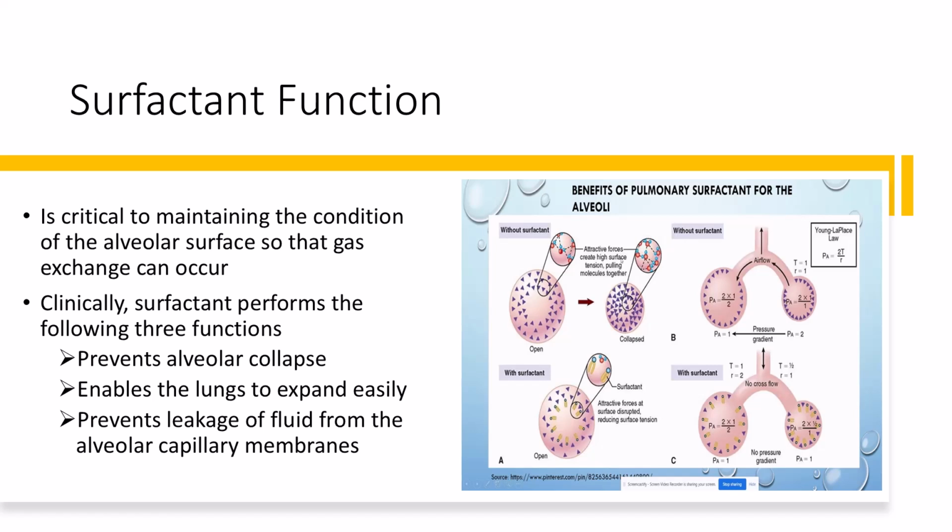In summary, surfactant is vital for reducing surface tension in the alveoli, preventing collapse, facilitating lung expansion, and ensuring efficient gas exchange. Its absence or deficiency, as seen in conditions like respiratory distress syndrome in premature infants, leads to severe breathing difficulties and alveolar collapse, highlighting its essential role in maintaining healthy lung function.